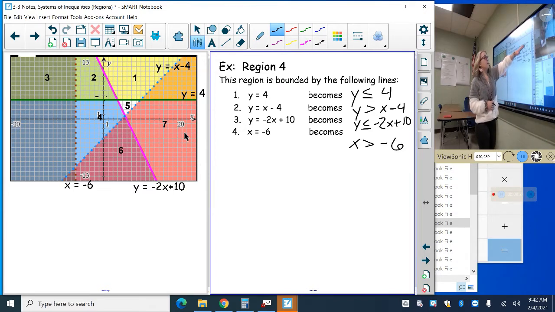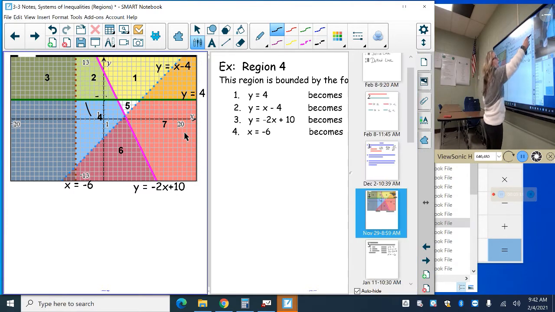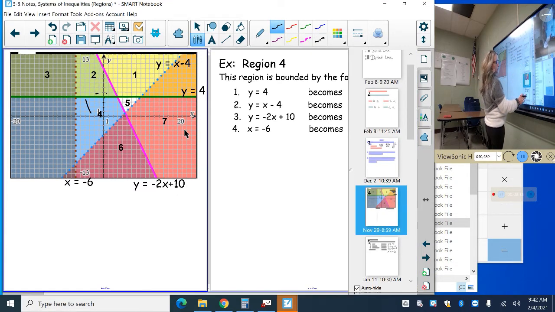So this set of inequalities, if you graph them and shade them all in the same graph, are all going to overlap in region 4. And that's exactly what we want. We want them to overlap in region 4 because that means this is a system of inequalities that creates region 4. Okay, let's look at another one. And I'm going to drag this.